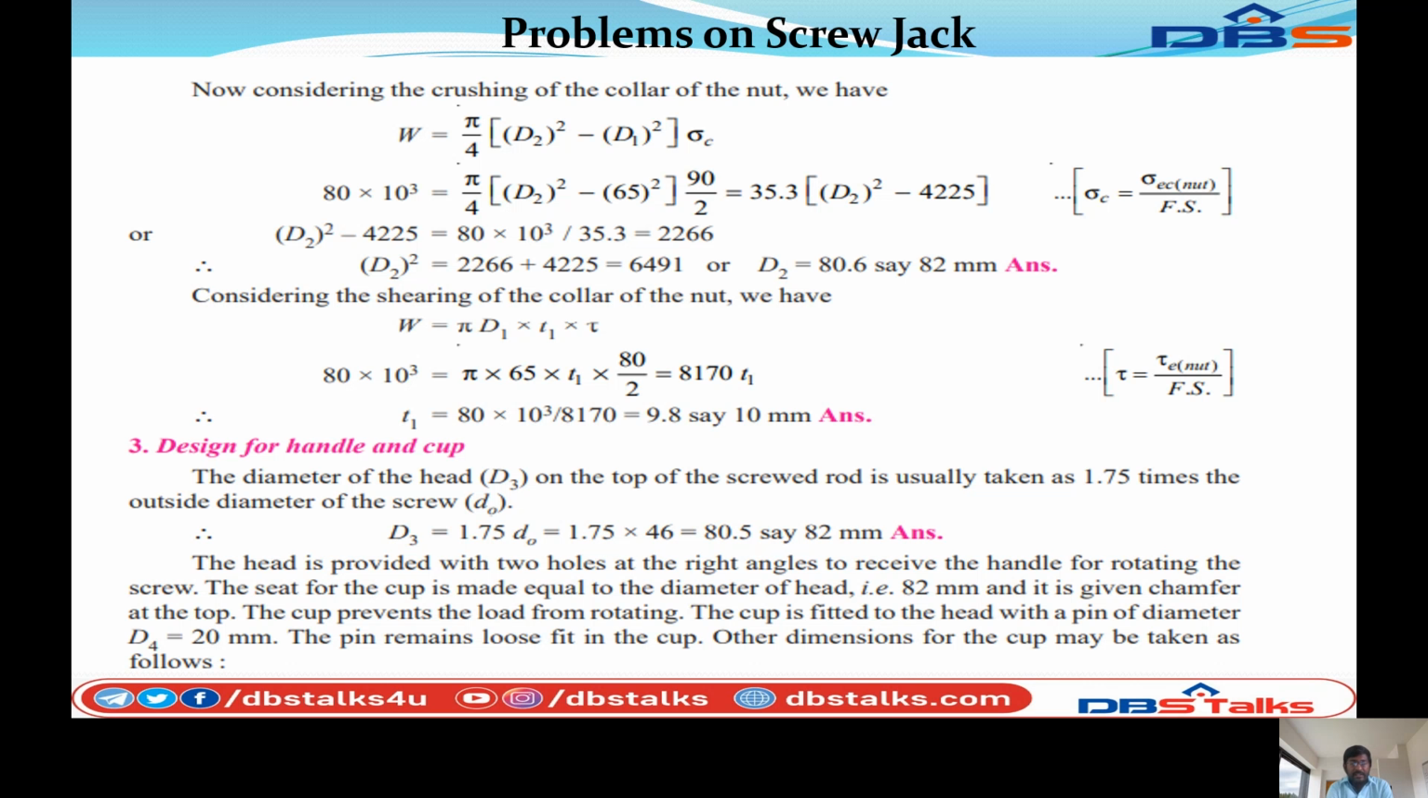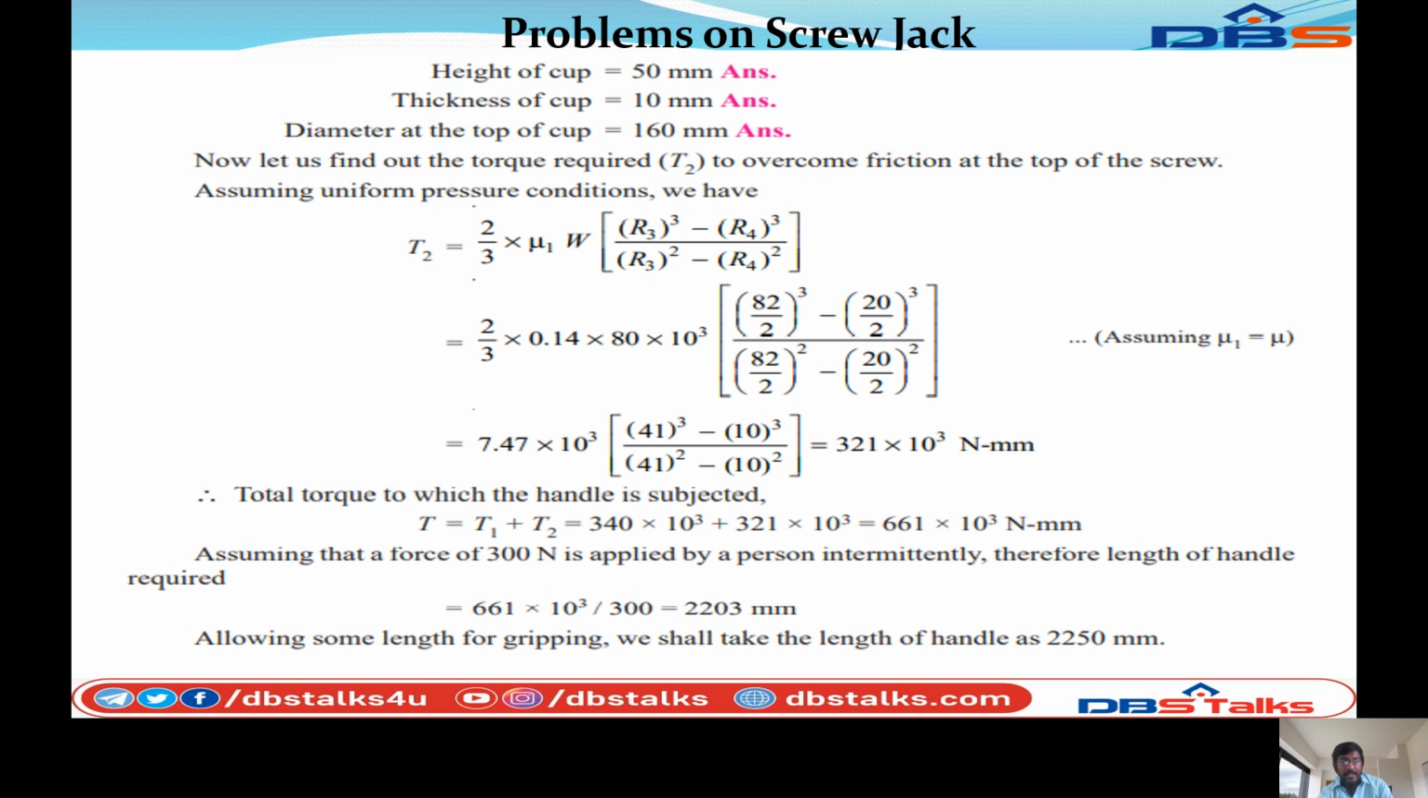Therefore, the pin remains a loose fit in the cup. So the other dimensions for the cup may be taken as follows. Next we can calculate the other dimensions of the cup in another sequence.